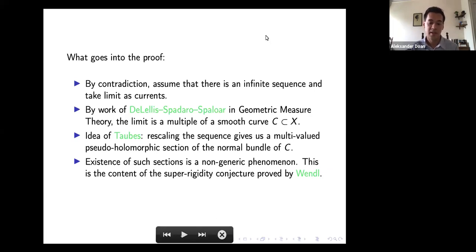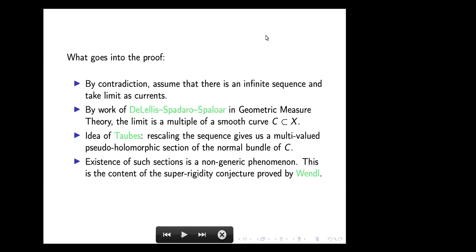But there is work of De Lellis, Spadaro, and Spolaor using geometric measure theory about the regularity of pseudo-holomorphic currents. And essentially what you can show is that the limit is actually an integer multiple of a smooth curve, possibly disconnected. This is like a special case of various Allard regularity type results about minimal currents. So once you have that curve, you can use the idea of Taubes.